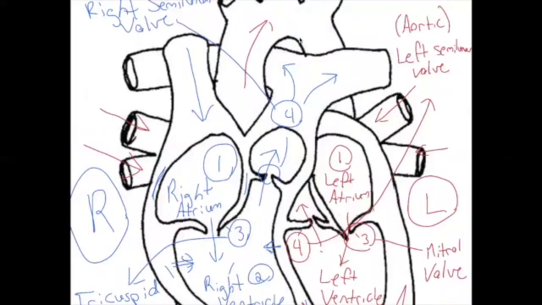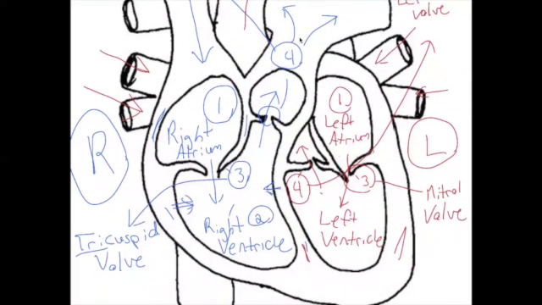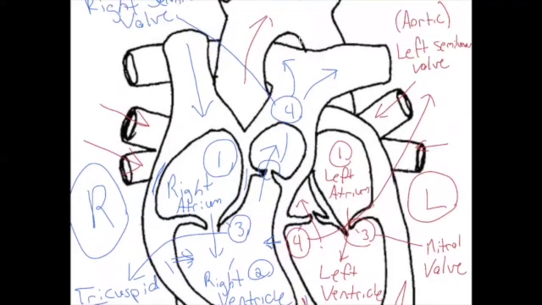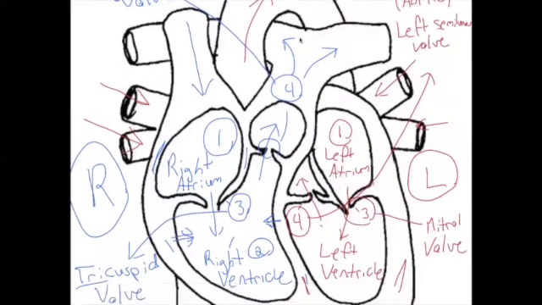valve. It goes to your lungs, picks up some oxygen. It's going to come back to your heart. It's going to come back in and arrive in the left atrium. It's going to go through the mitral valve into the left ventricle. And then that left ventricle is going to push it up into your aorta, where it's going to go to the rest of your body. And it's going to do that by pushing it through the left semilunar valve or the aortic valve.